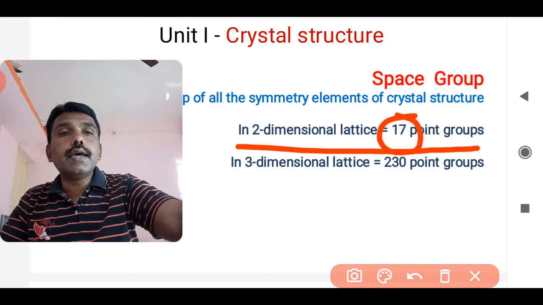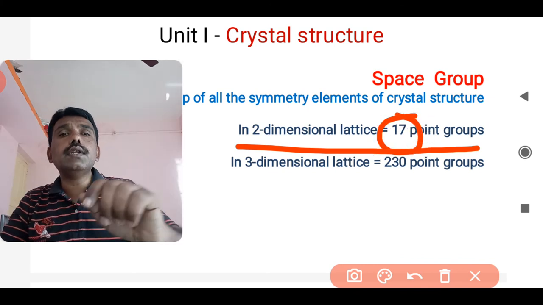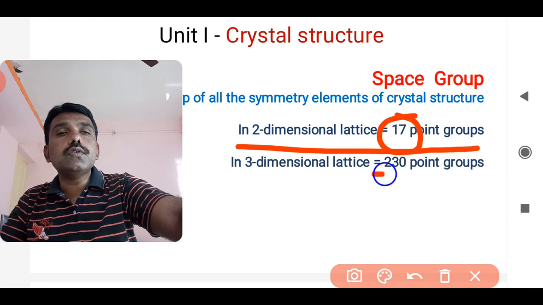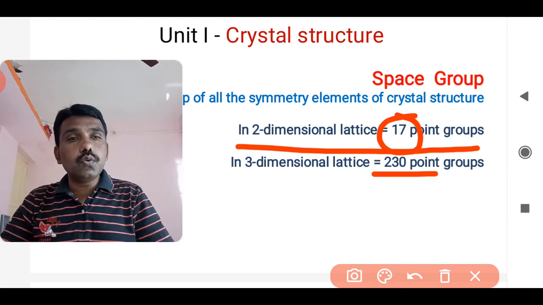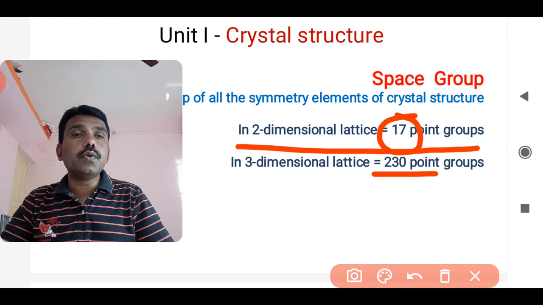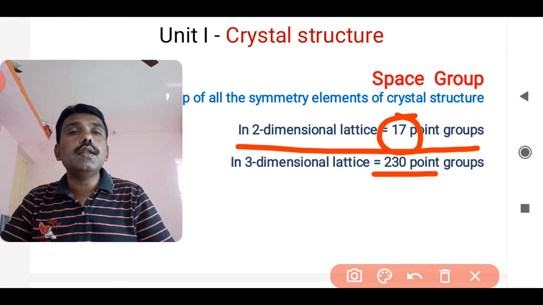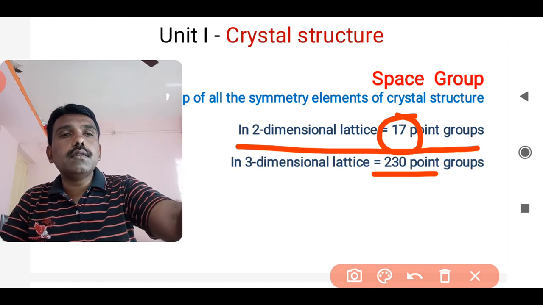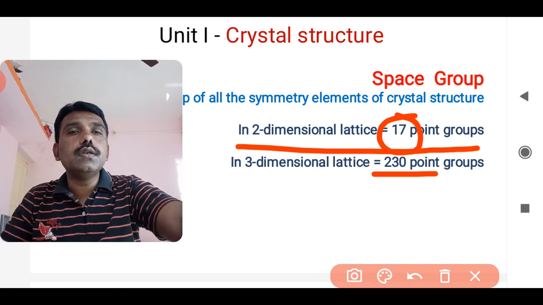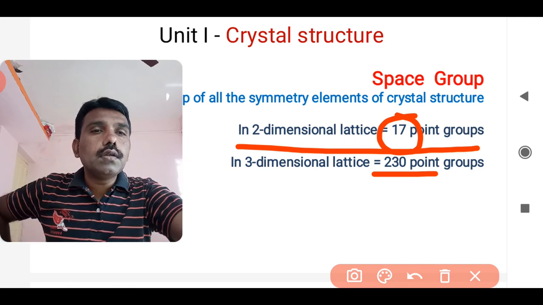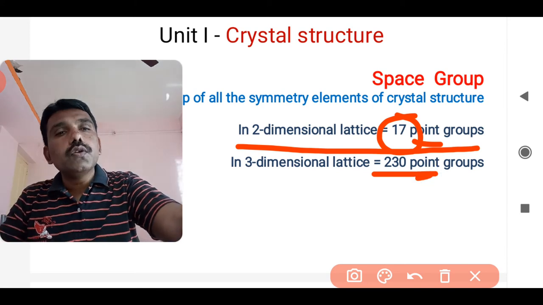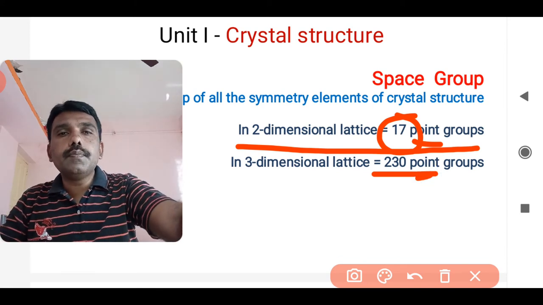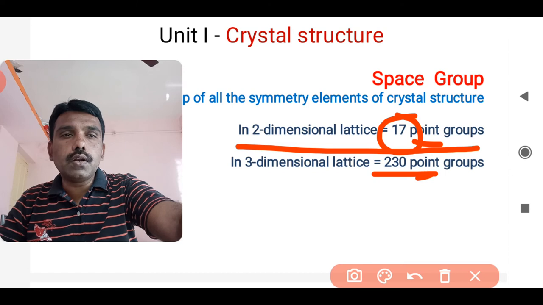But as far as the three-dimensional case is concerned, the number also increases, that is, 230 space groups are possible. In this case the word "space" is used similarly as in here, it should be space groups there. So this is all about what the point groups and space groups are.